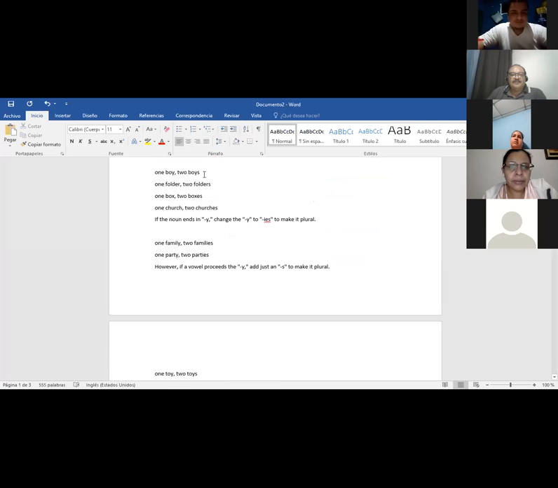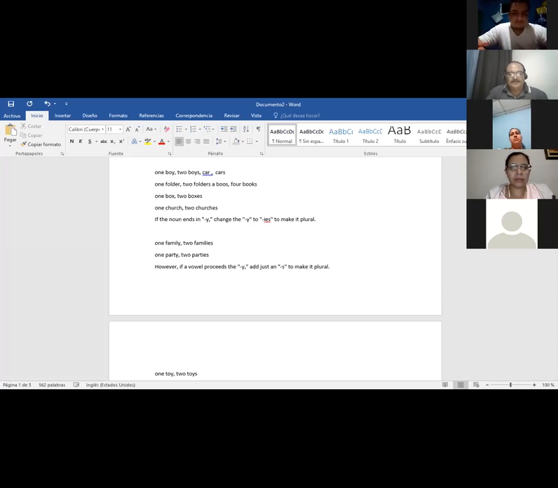Remember that generally we use S: cars. Then you can also say a folder, two folders. Book and books, correct. A book, four books. Then you have other nouns: one box, two boxes. See that when they finish with X, then we have two boxes.